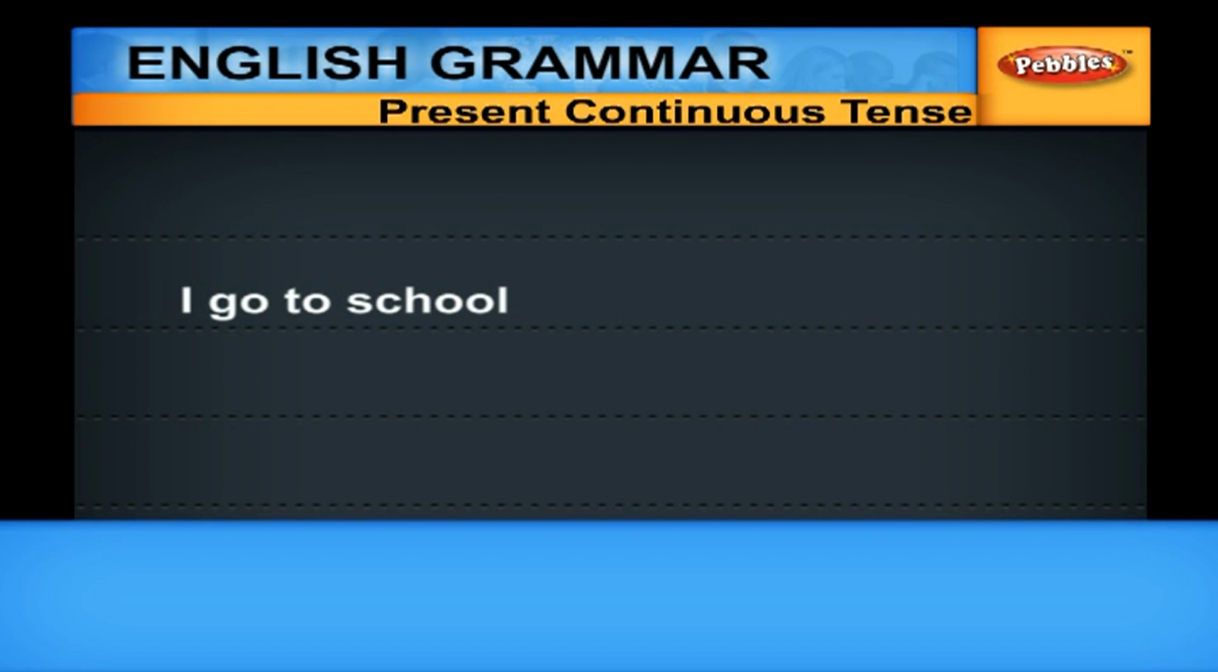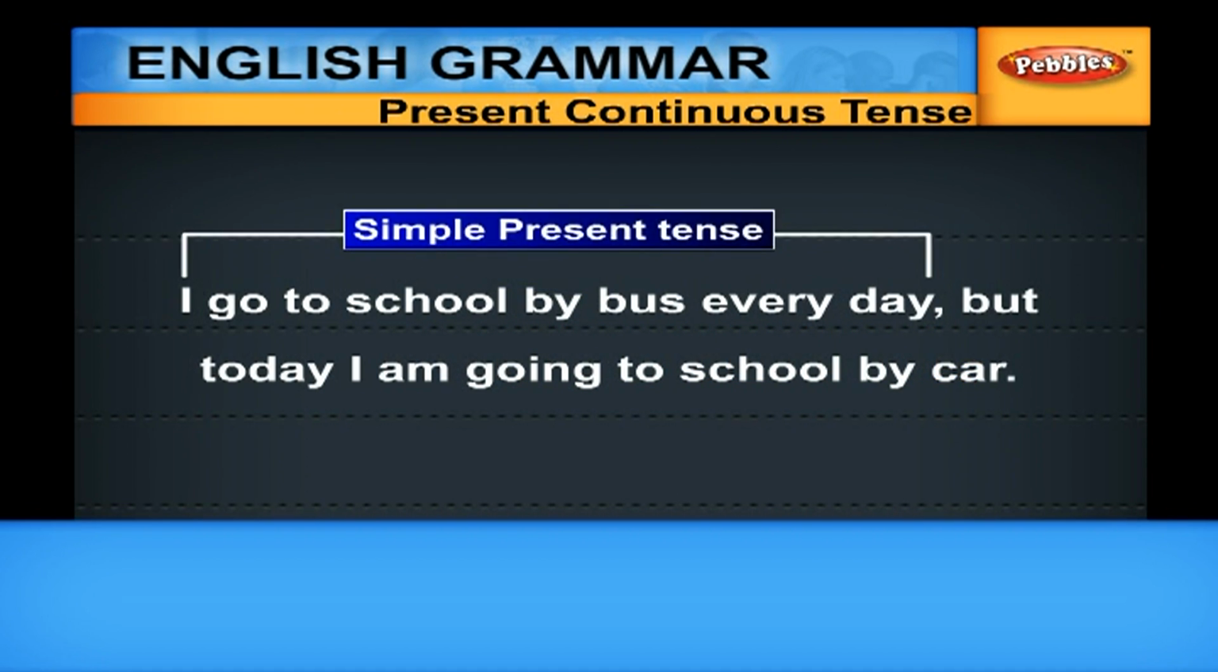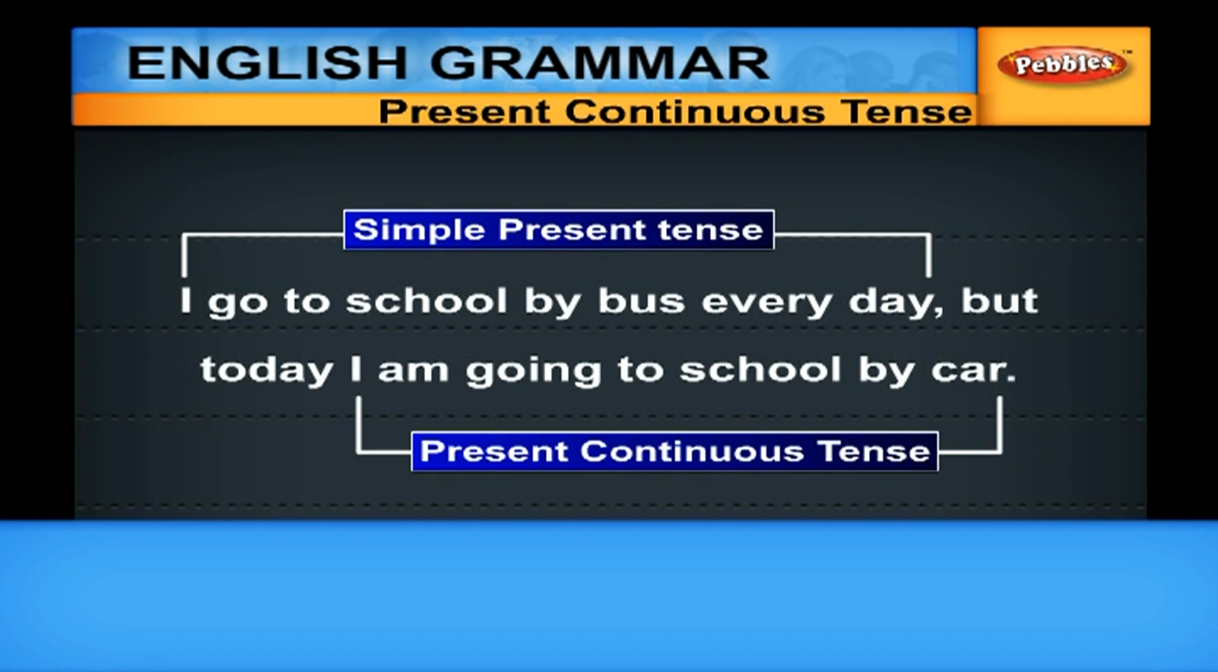I go to school by bus every day, but today I am going to school by car. The first one refers to a regular habitual action and it is in simple present tense. Normally or repeatedly, you are going to school only by bus, but today you are not going by bus, you are going by car. The second sentence is in continuous aspect. That is the difference between simple aspect and continuous.